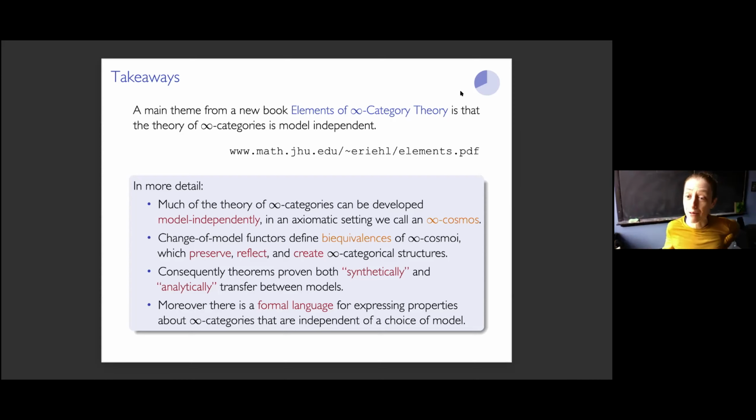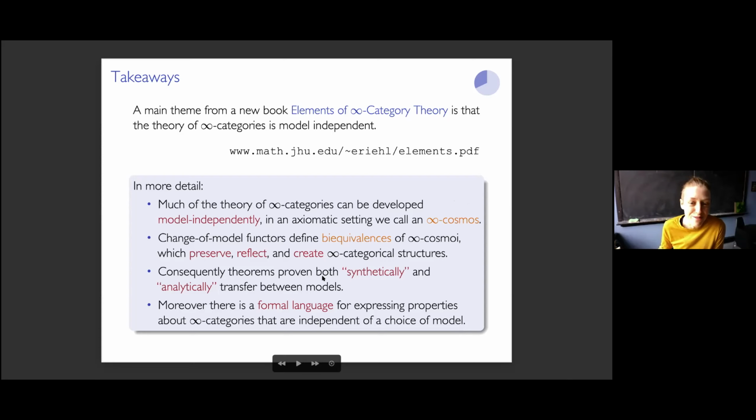in this formal language. So not literally every property of infinity categories is invariant between models, because not literally every property of even ordinary categories is invariant under equivalence between categories. There's something subtle there.